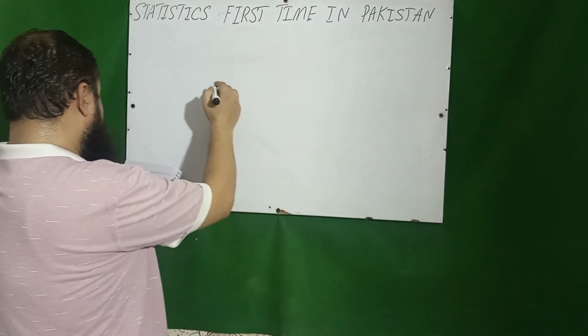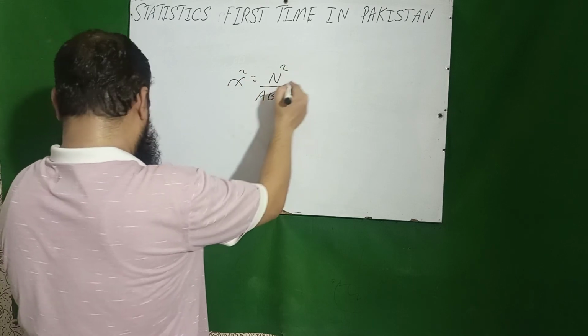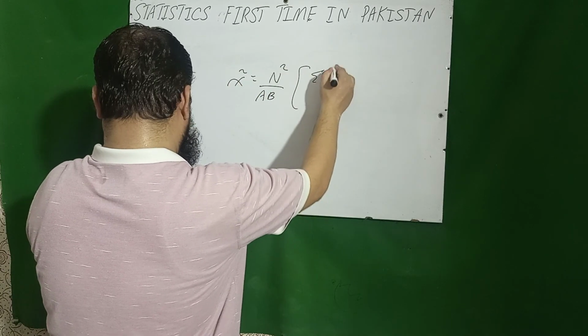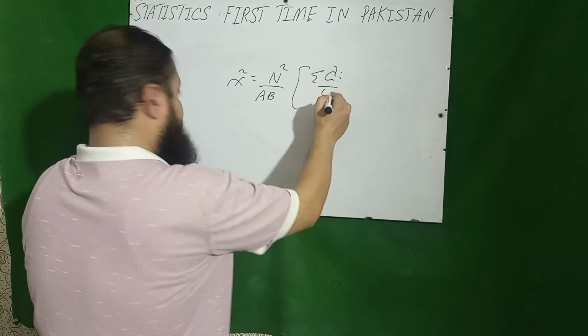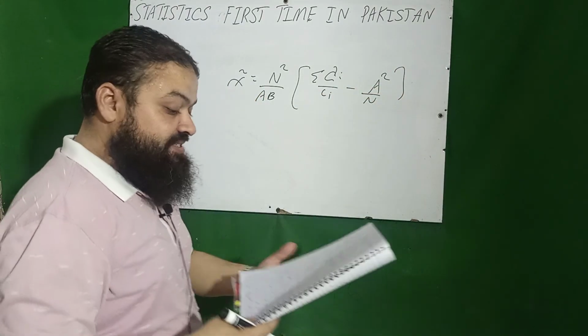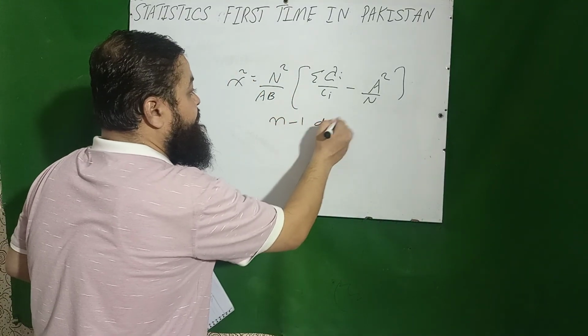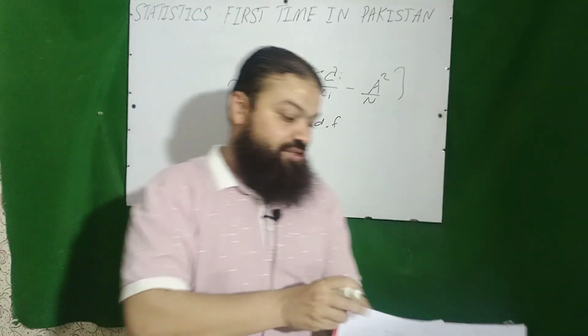Next question is, chi-square as a test of homogeneity, chi square is equal to n square over AB summation a square i over ci minus a square over n, is known as the Brandt-Snedecor formula with n minus 1 degrees of freedom. A very important question.